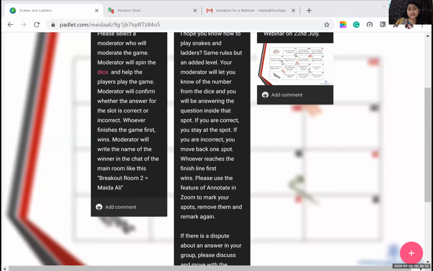You will have plenty of time to play this game, so do not rush. Read the instructions calmly and then look at the game board, and let me know if I can help you out in any way, shape, or form. I'll be here visiting all the breakout rooms, and I hope you have fun, and let's see who wins this game of snakes and ladders. Salman Saab, can you please send us all to our breakout rooms?